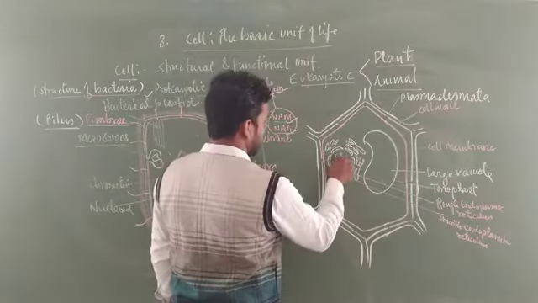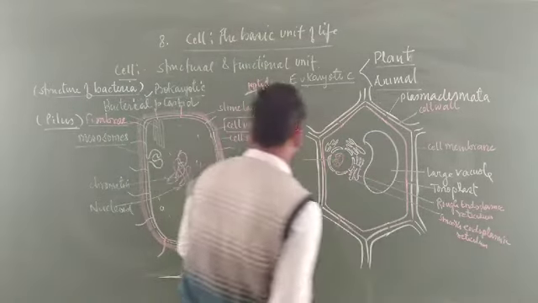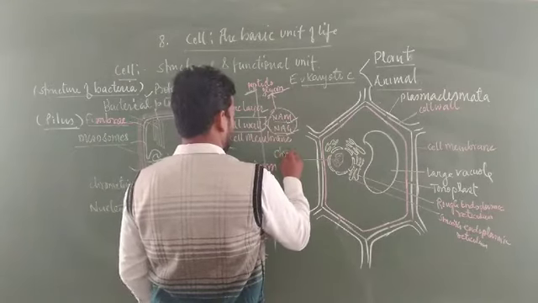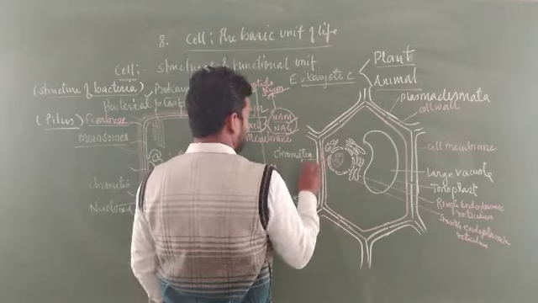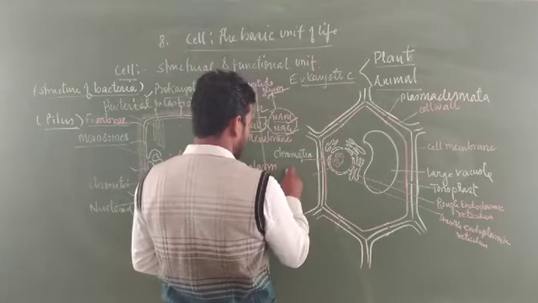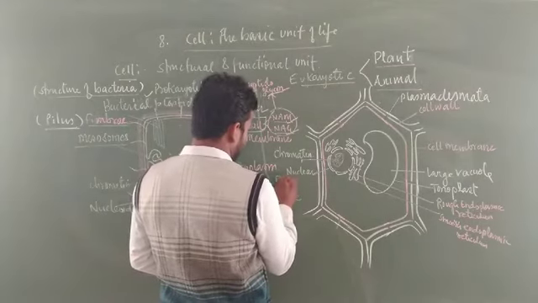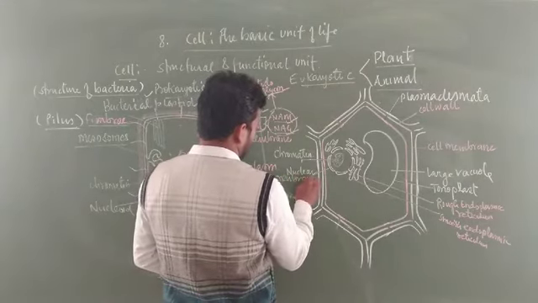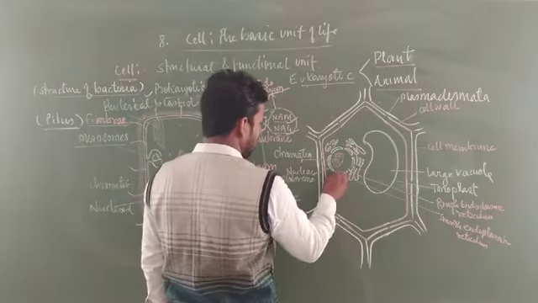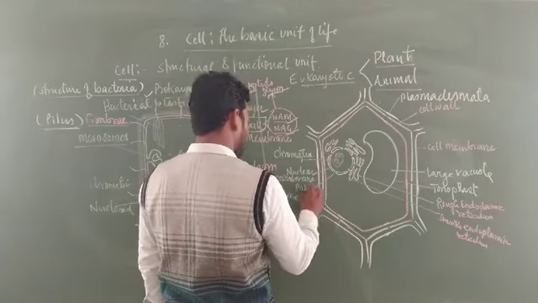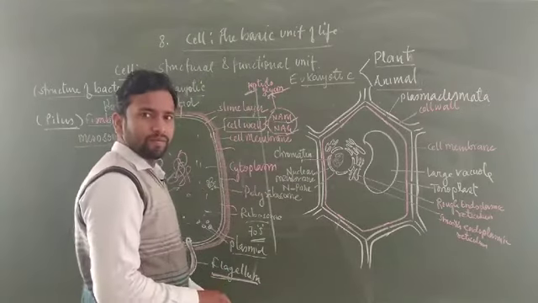This is a nucleus. Inside the nucleus, the chromatin is found. This is the chromatin. This is the nuclear membrane. Outer and inner nuclear membranes are present in this case. This is a nuclear pore.